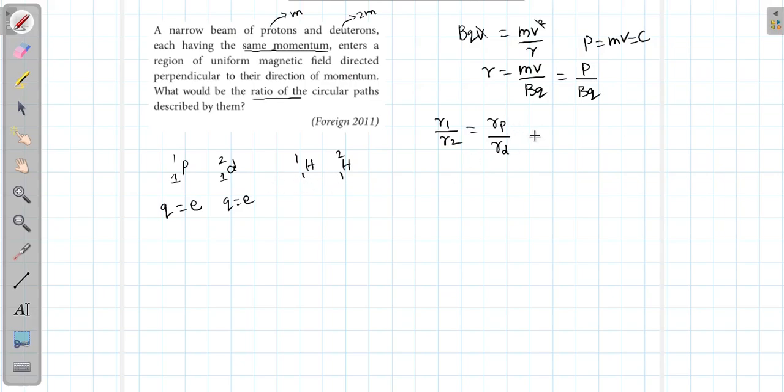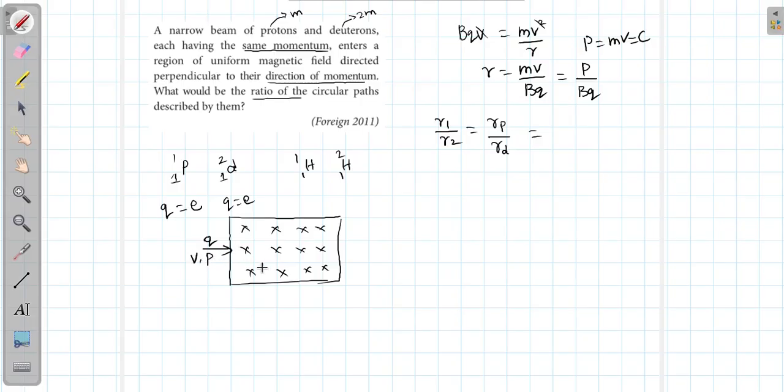Therefore, the ratio Rp by Rd is here. The magnetic field is also the same because both the charges are entering into the same magnetic field perpendicular to the direction of motion. Suppose this is a region of the magnetic field acting into the plane of paper, and the particle enters in this direction. The direction of velocity and the direction of momentum are the same. Therefore the velocity vector is perpendicular to the B vector: B is inward, and velocity is in this direction, so 90 degrees.